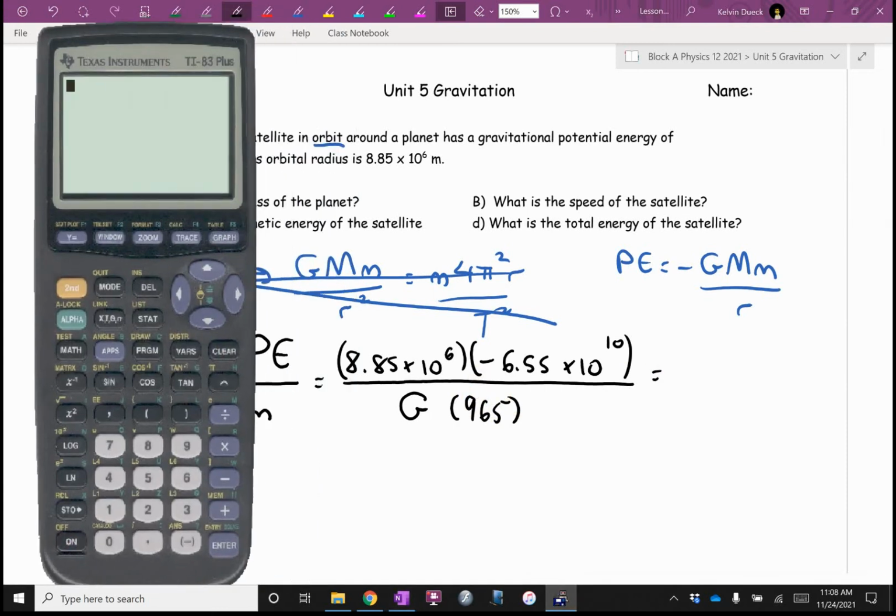And hopefully I get something planet-ish. Earth's mass is 10 to the what? So I'm hoping for something in the 10 to the 22, 23, 24, 25, 26-ish range, planet-ish. If I get 60, I've messed up.